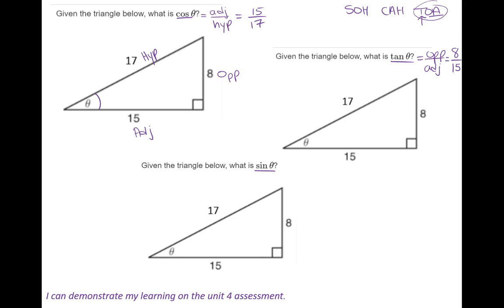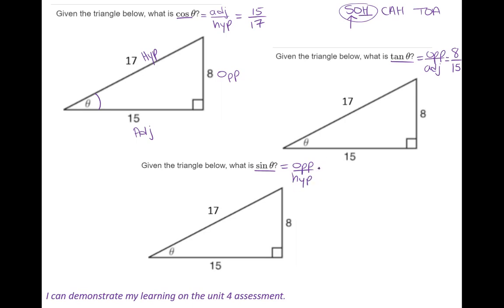And then finally, the last one, sine theta. For this one, I'm going to actually go back and erase. I'm going to go up to SOHCAHTOA one more time, and this time I'm looking for sine, which is the SO of SOHCAHTOA. S for sine, and then I'm doing opposite and hypotenuse. So sine is going to equal opposite over hypotenuse.